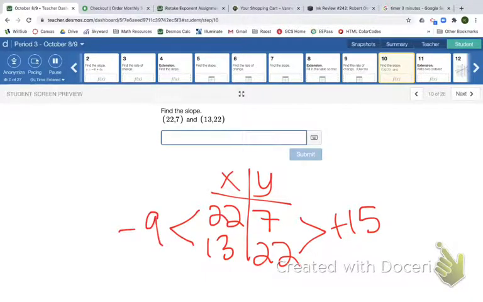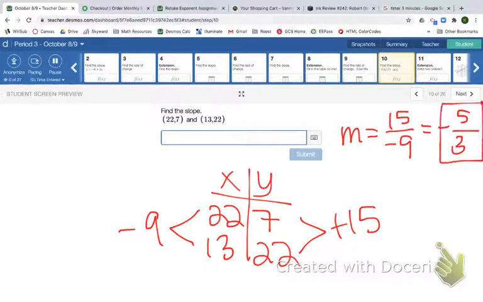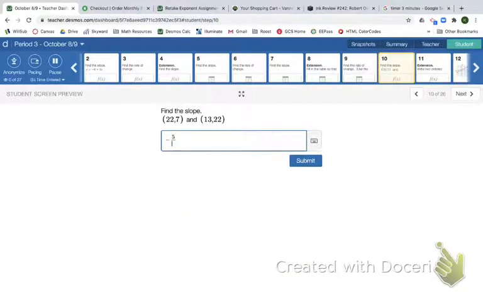So our slope is 15 over negative 9, but we need to simplify that down. 15 and 9 have 3 in common, so that simplifies down to negative 5/3. I had a lot of people in my last class put some variation of 15 over 9, but they missed the negatives, or they didn't simplify, or they flipped it. So our final answer is negative 5/3.